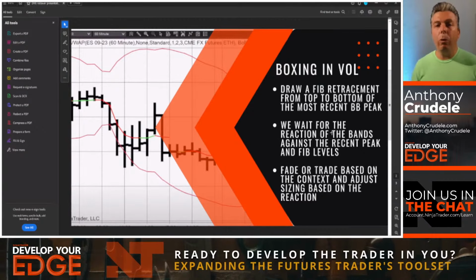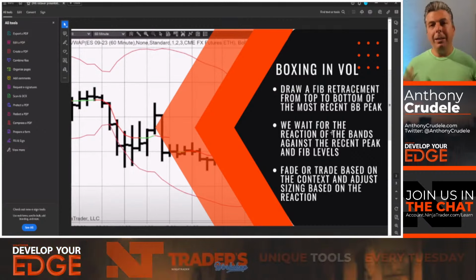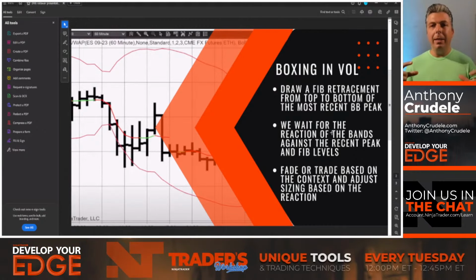And the reason I look at this is, I really like crude oil for this right now, specifically because of this market environment, because it boxes in the volatility. We're going to show you how I draw fib from the top and the bottom of the Bollinger Band peaks, how I start with the daily and work my way down. And when I get to the 3-minute, I'll show you an actionable trade.